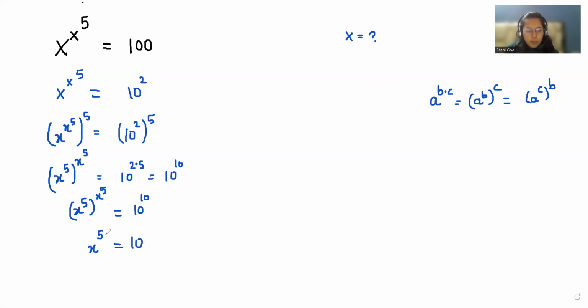Now if I divide both powers by 5, so the value of x is 10 power 1 by 5, or we can write it as x is equal to 5th root of 10. So the value of x is the 5th root of 10.